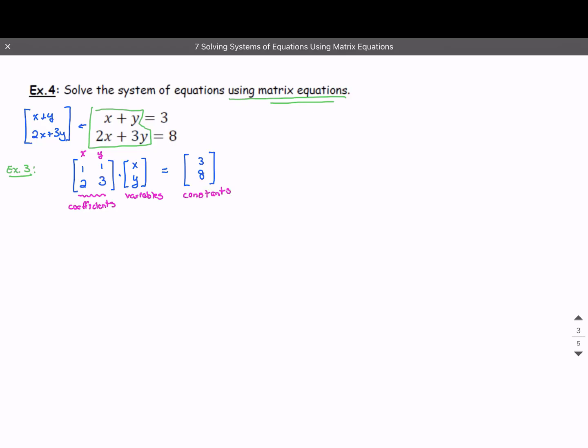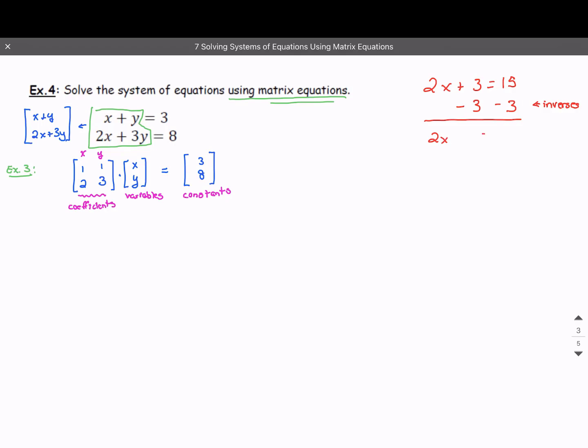So that's how we set it up. Now I want you to think, let's go back to a normal equation that you've been solving for years. 2x plus 3 equals 15. To solve this, to undo the adding 3, you would do the opposite, subtracting 3. That's because adding 3 and subtracting 3 are inverses.